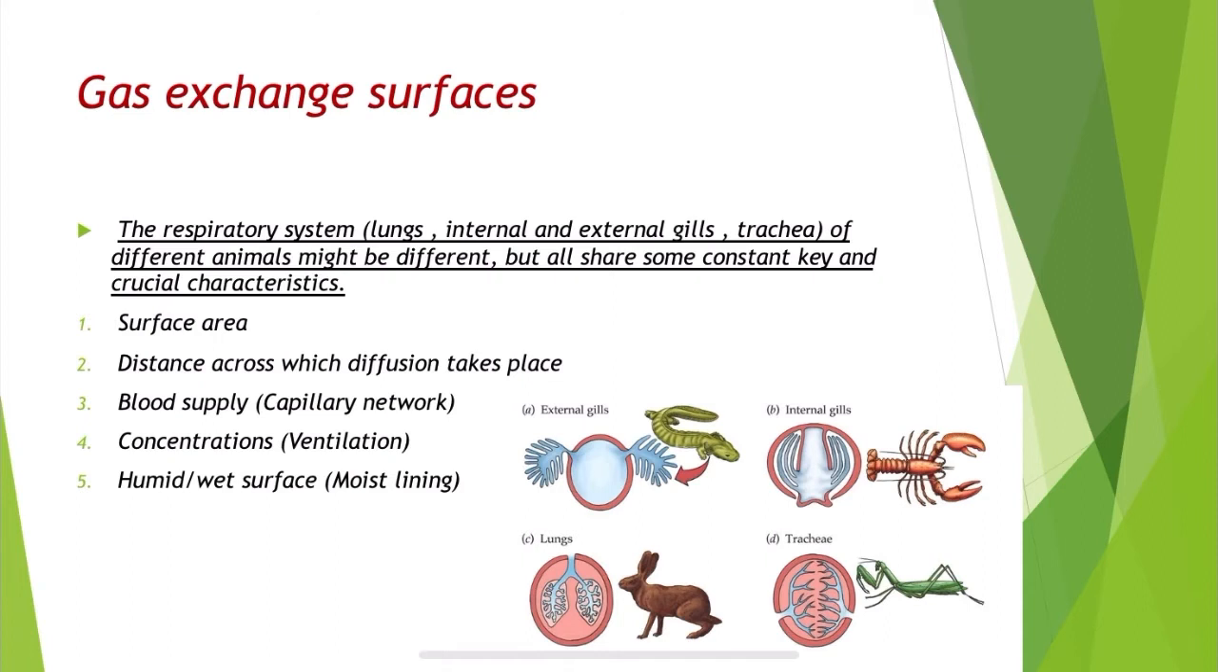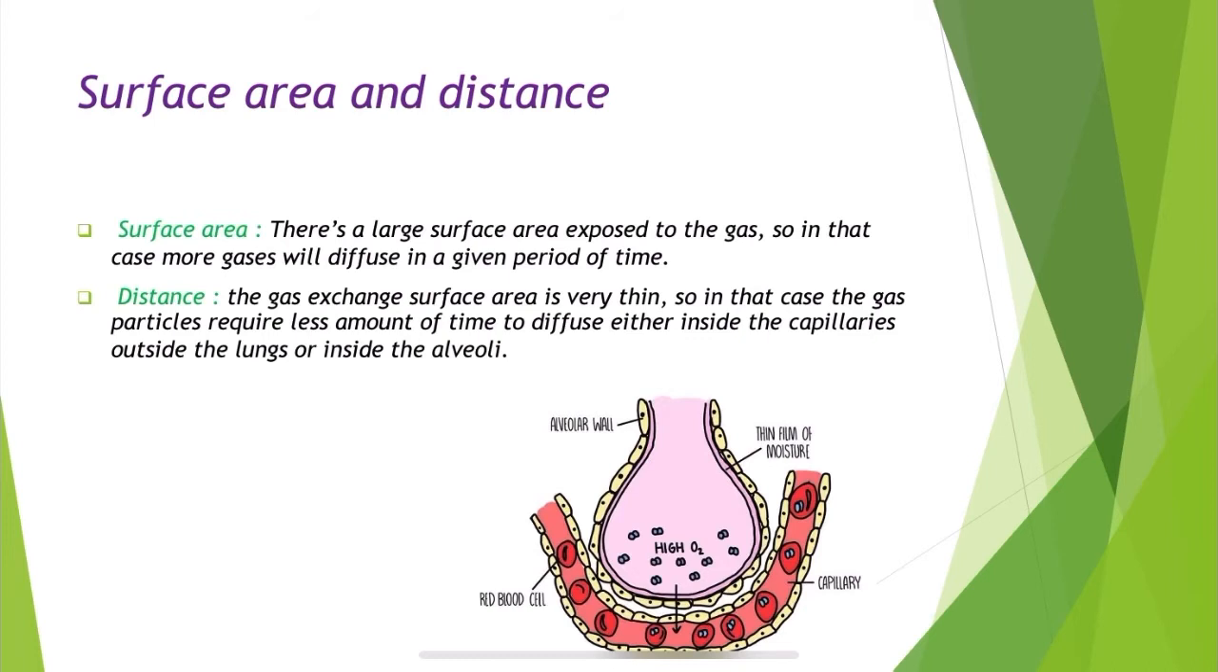As you can see in the picture, different animals have different respiratory systems, but they all share some constant important behaviors, some constant crucial characteristics. So at first, surface area and distance. So at first, surface area.